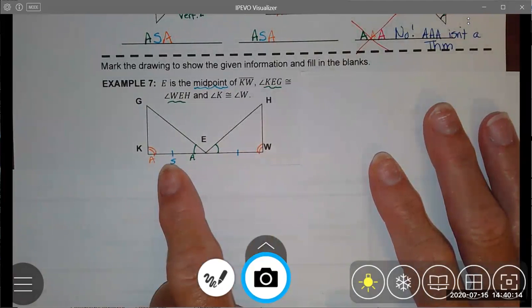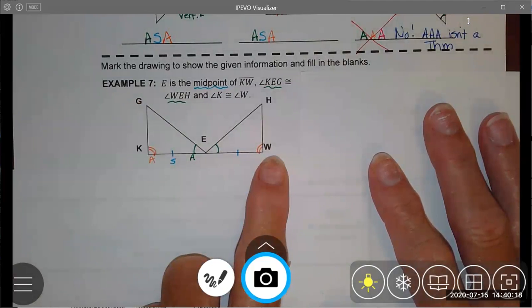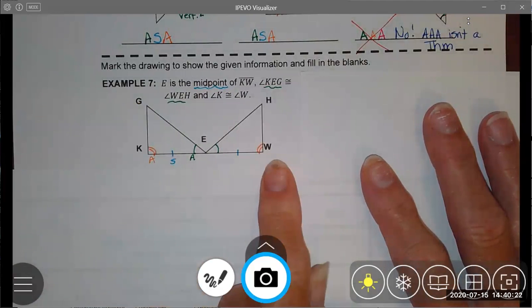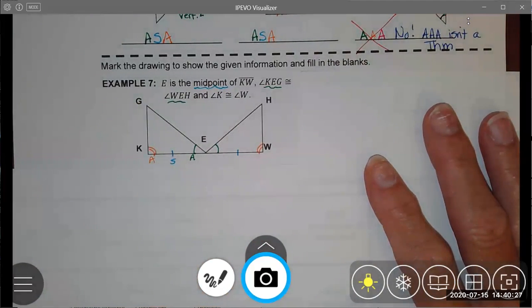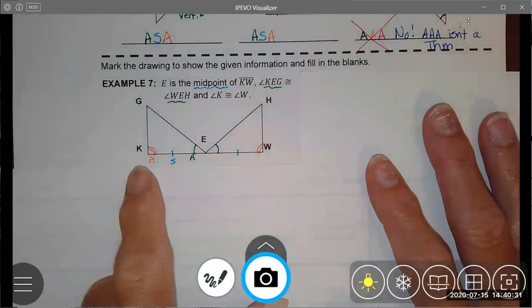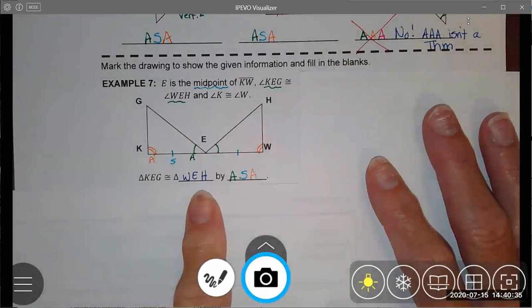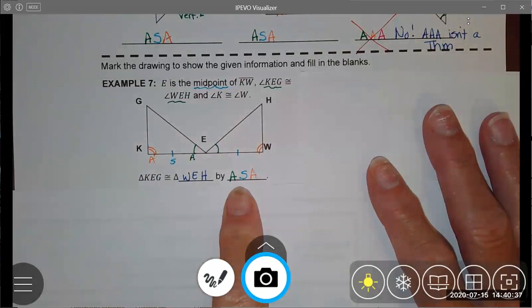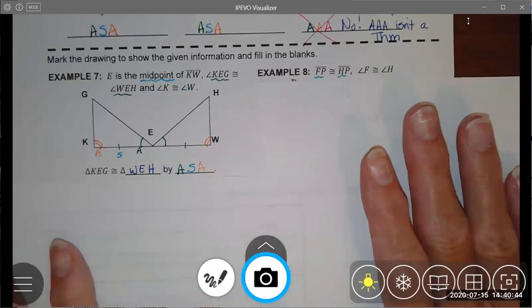It also tells me that angle KEG, my green angle, is congruent to WEH. And lastly, it tells me angle K is congruent to angle W. Resist the temptation to assume that K and W are right angles. We do not have any information to indicate that, but we do know they're congruent. So I can say that these 2 triangles are congruent by angle, side, angle, because the side that is congruent is between corresponding angle congruences.